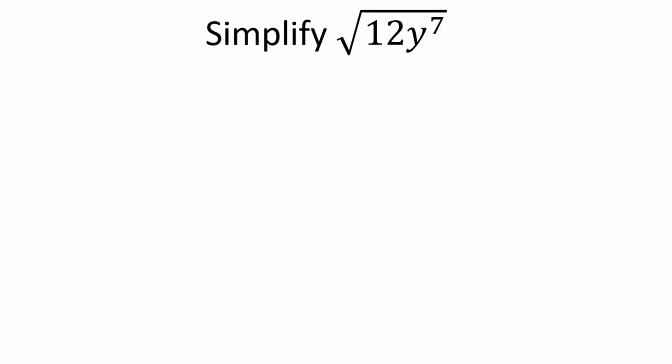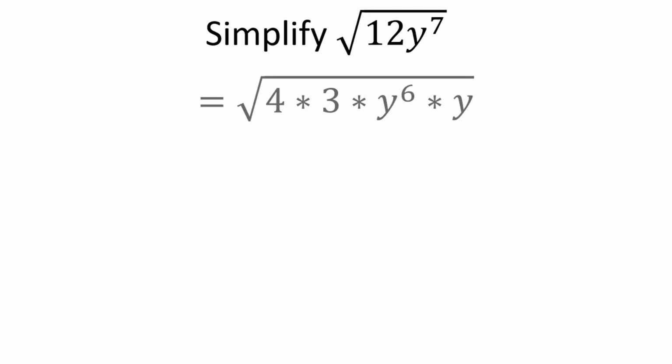This time, both 12 and y to the 7th are not perfect squares. A variable is only a perfect square if it is raised to an even power. But 7 is an odd number, so y to the 7th power is not a perfect square. We can break this into the square root of 4 times 3 times y to the 6th times y, as y to the 6th times y is just y to the 7th.